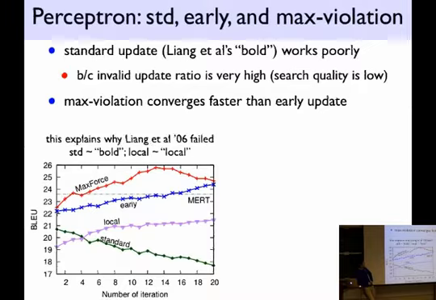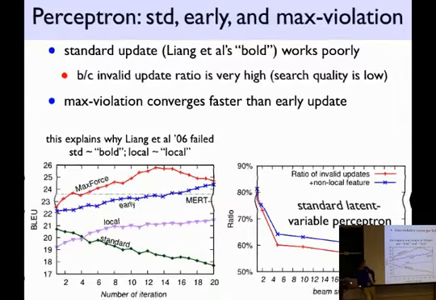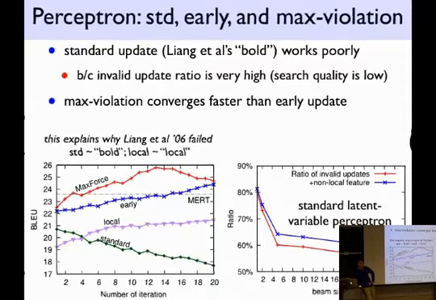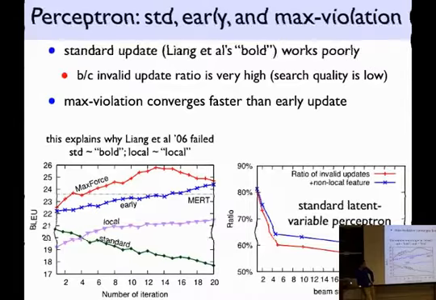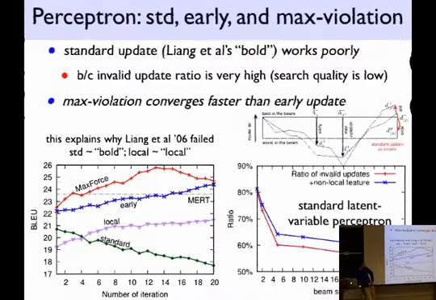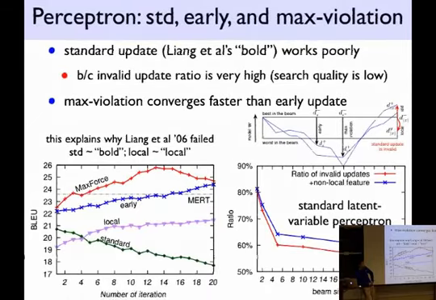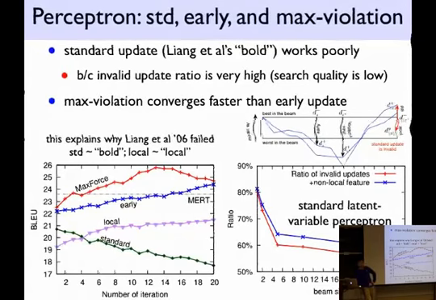Okay, so this explains why previous work didn't work out well. If we look into more details, say why the standard perceptron actually goes down instead of going up, the reason is that you have tons of invalid updates. Invalid updates being, at the end of the day, the correct guy is scoring higher than anything in the beam, and your update is pointing up, right? And how many times does that happen?